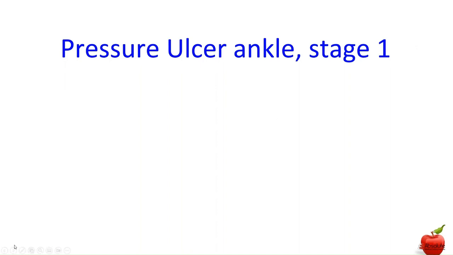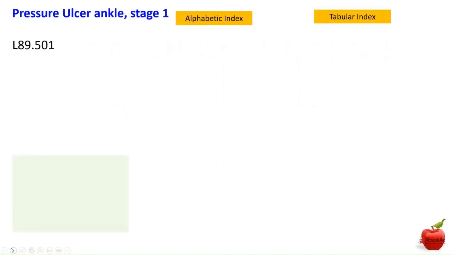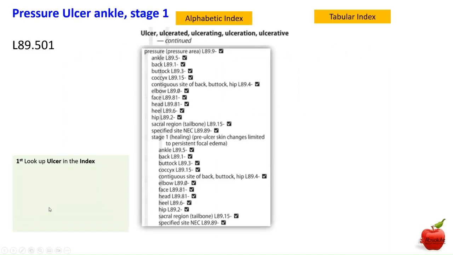All right, coders, let's do the reveal. It is L89.501, ulcer pressure ankle. Yeah, it sure is. So let's take a look. We have our order of doing things. How do we get there? We're going to go to the alphabetic index and look up ulcer and scroll down to pressure. Specifically, we are looking for stage one.